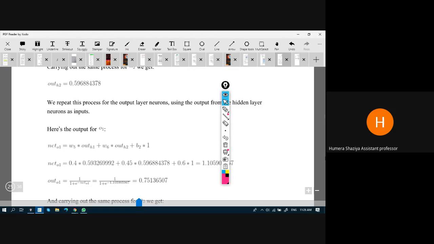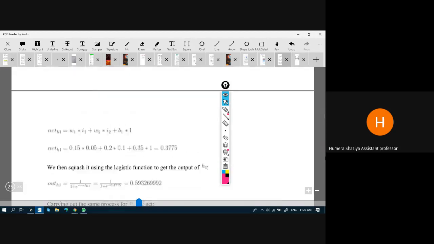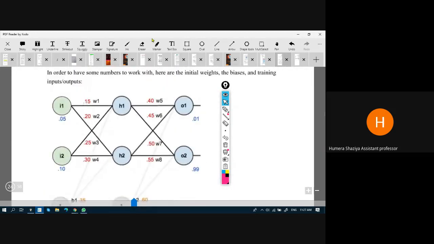Same process, we are moving in the forward direction. Remember, from where will O1 get the data? O1 will get from H1 and H2. O2 will get from H1 and H2.